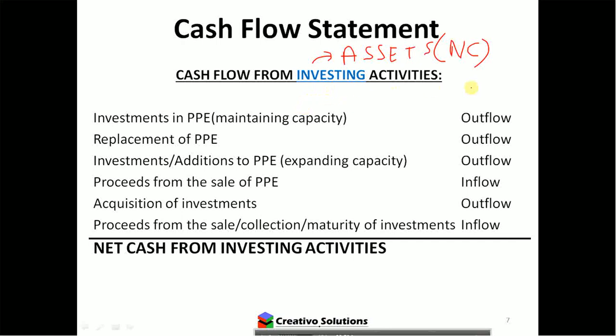But that's why here, an investment in PPE. If I invest in PPE, what did I do? I bought more property, plants, and equipment. Yeah. So if you're buying more property, plants, and equipment, it's a negative. It's an outflow. Yeah. Okay. If I replace, am I buying more equipment? Yes. Yes.